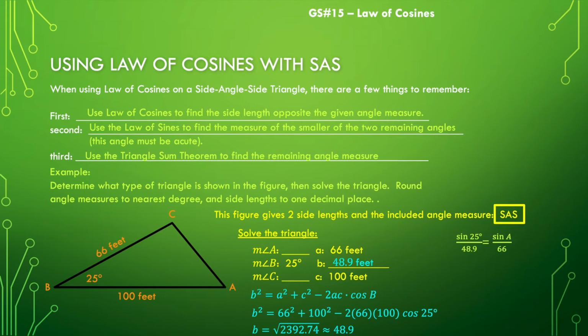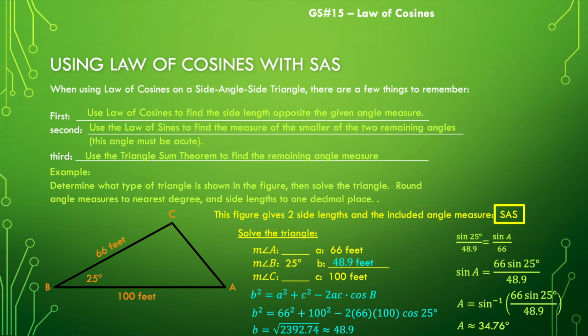We will isolate what we're trying to solve for. So first we'll isolate for sine of A by setting it equal to 66 times the sine of 25 degrees over 48.9. And then we really are not interested in the sine of A as much as we are interested in the measure of angle A. So we will need to use a sine inverse to get that measure. So we're going to use our handy dandy calculator, and we should end up with a measure of about 34.76 degrees.